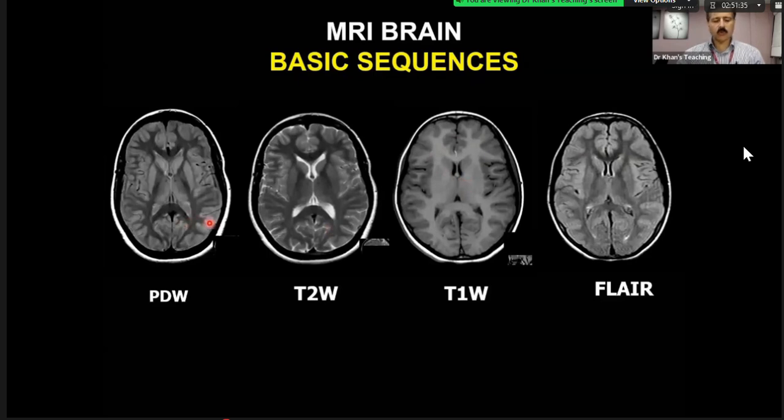This is a PD weighted sequence, proton density weighted sequence. Please remember that many people don't use it. It is considered a sort of obsolete sequence in many departments, and people don't do it. But having said that, the counter argument is that it's a free sequence. You don't spend any time doing a PD. It comes with the T2. And you just have to calibrate your machine so that it sends it onto the PACS.